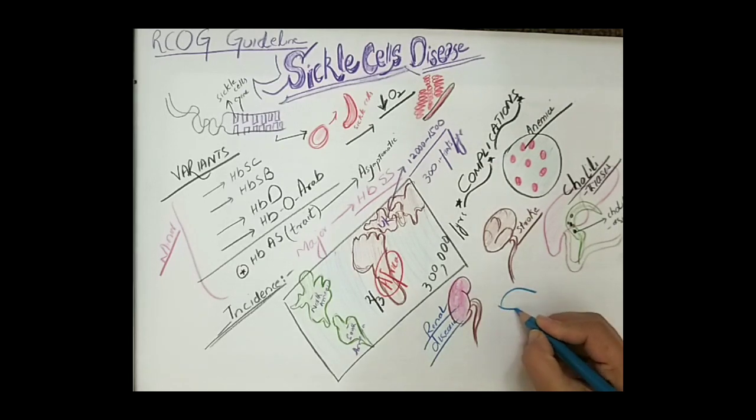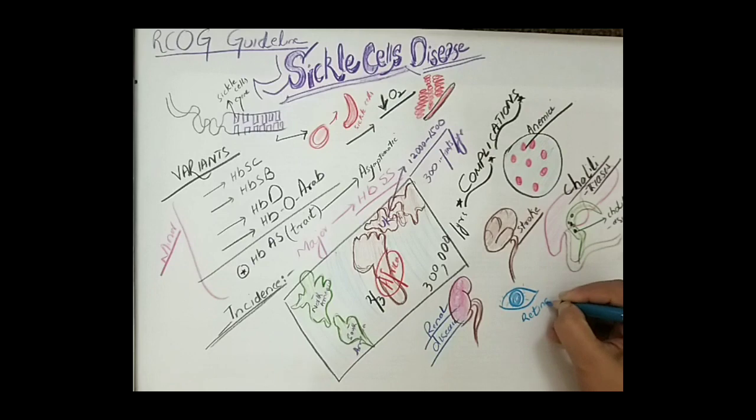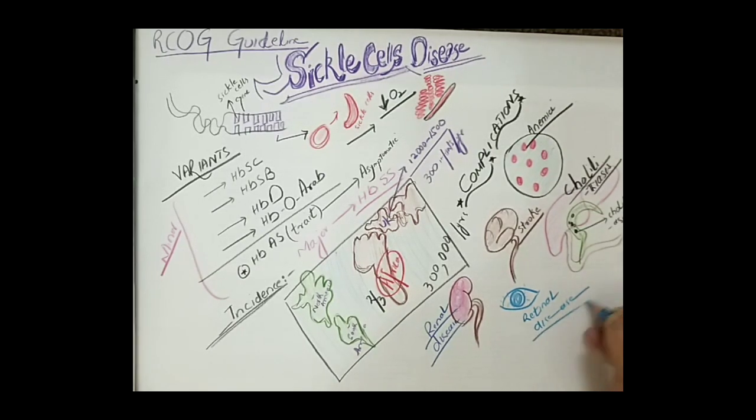Now I'm drawing the picture of the eye so that you don't forget the retinal disease. Retinal diseases are also the result of sickle cell disease in pregnancy. The sickle cell disease also affects the retina.